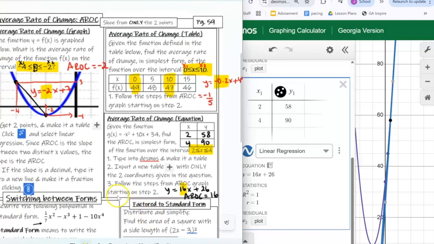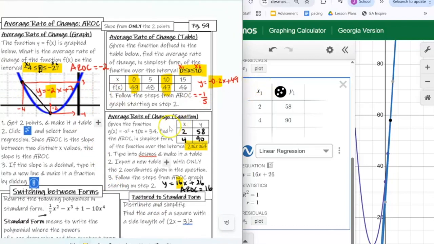All right, and that's how you find average rate of change from a graph, table, or an equation. So given a graph, you're just looking at for the 2 points, putting in your table. From a table, you're putting in a table with only the 2 points. From an equation, you're making it a table, then inputting a table with only the 2 points. Okay, so they're all quite similar. Let's practice.